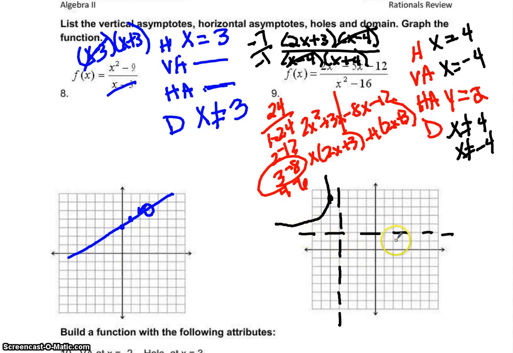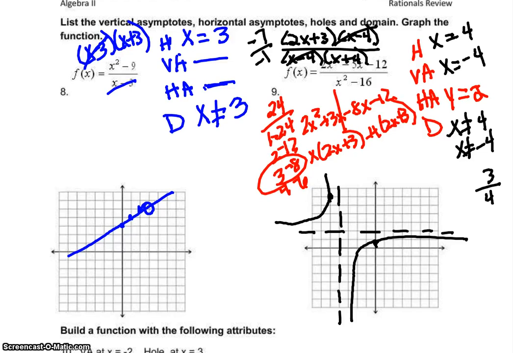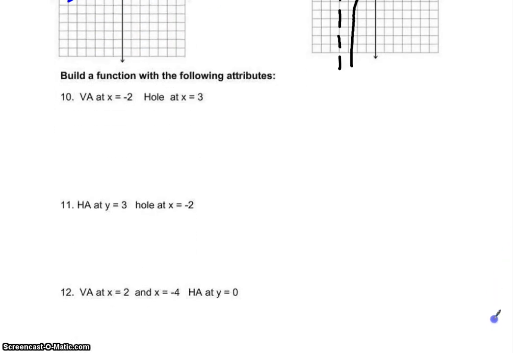Then pick a number over to the right. I'm going to go with 0. And so 0 would give me 3 over 4. So it goes 0 and go up 3/4. And then it's forced to curve and it's forced to curve. So there's your graph. The last 3 are like what we did with the Skittles, where you had to build a function.